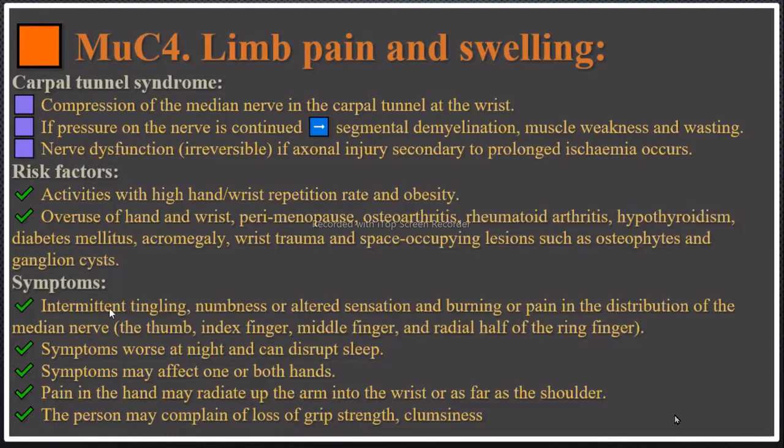Symptoms: the patient complains of intermittent tingling, numbness, altered sensation, and burning or pain in the distribution of the median nerve. So the median nerve supplies the thumb, index finger, middle finger, and the radial half of the ring finger. So lateral 3.5 digits. Symptoms are worse at night and can disrupt sleep. Symptoms may affect one or both hands, unilateral or bilateral. Pain in the hand may radiate up the arm into the wrist or as far as the shoulder. The person may complain of loss of grip strength.